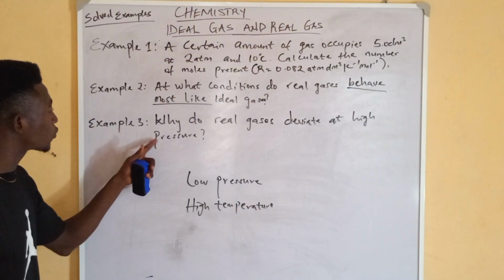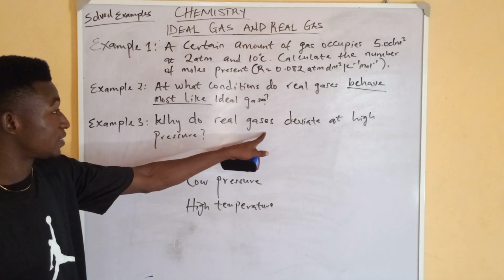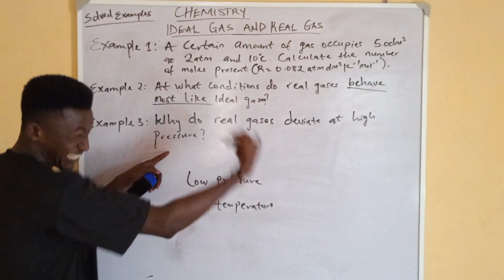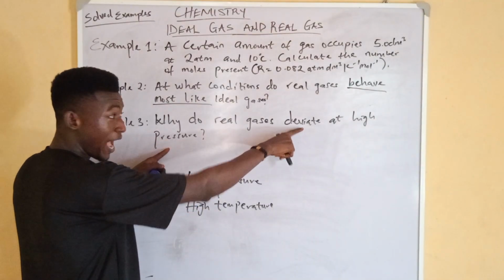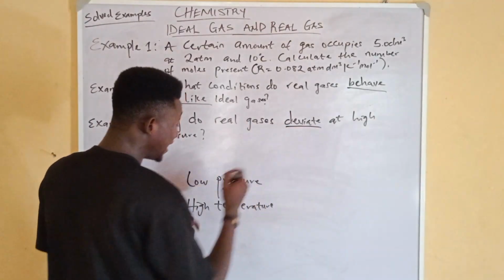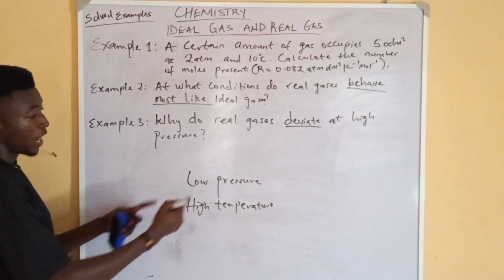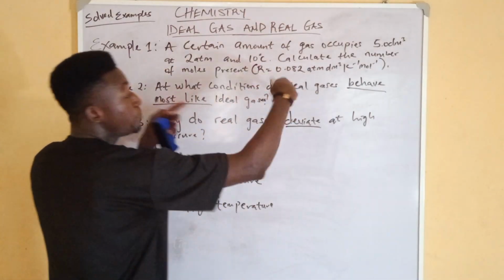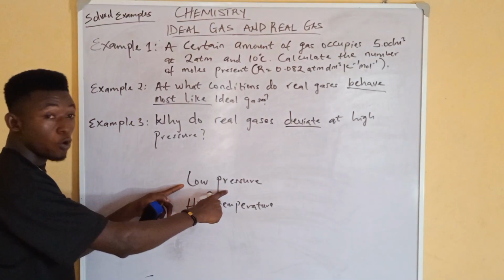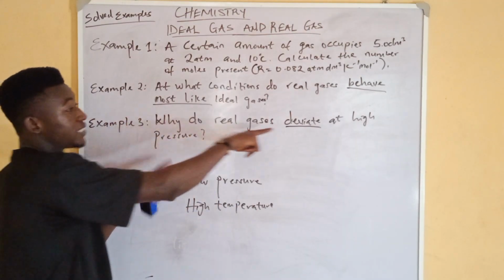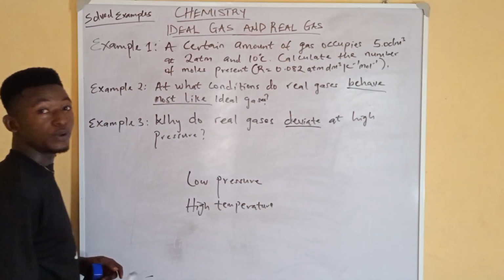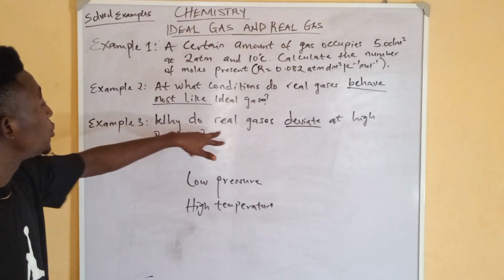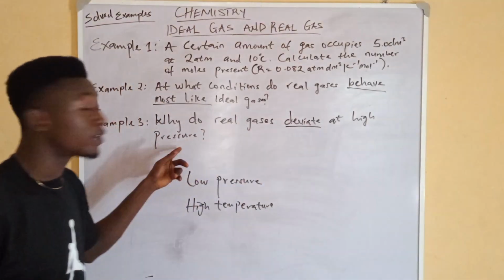Alright, so look at the third question. It says, why do real gases deviate at high pressure? They deviate at high pressure, and they behave like ideal gas at low pressure. So now the question says, why do real gases deviate at high pressure?